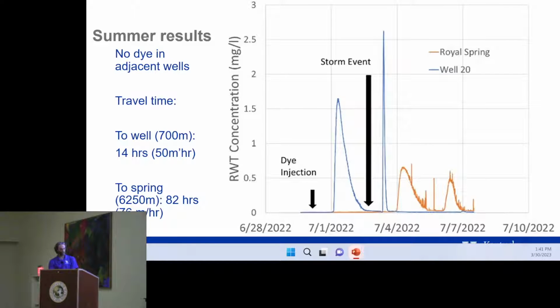And then the other part here is that initial travel time was much slower. So in the winter, it was about 2 hours to that well. In the summer, it was about 14. And then getting down to the spring itself, it was about 82 hours, going at a much slower rate of speed compared to the winter trace.